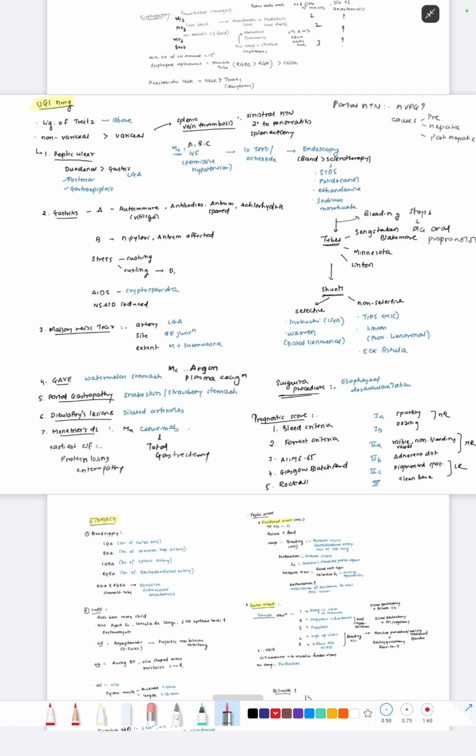Then the next is GAVE, that is gastric antral vascular ectasia. It leads to watermelon stomach. Management is by argon plasma coagulation. Then portal gastropathy, where the snakeskin appearance or strawberry stomach is found. Then Dieulafoy's lesion, where submucosal arterioles are dilated. Then Menetrier disease, where the management is cetuximab. If not, then total gastrectomy is done. The earliest clinical feature is protein losing enteropathy, and it is a TGF alpha related disease that leads to cerebriform rugae that we know.